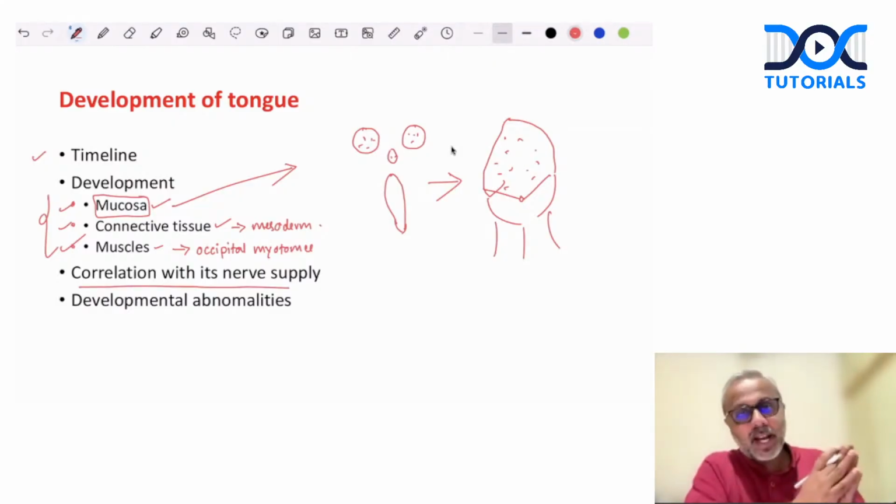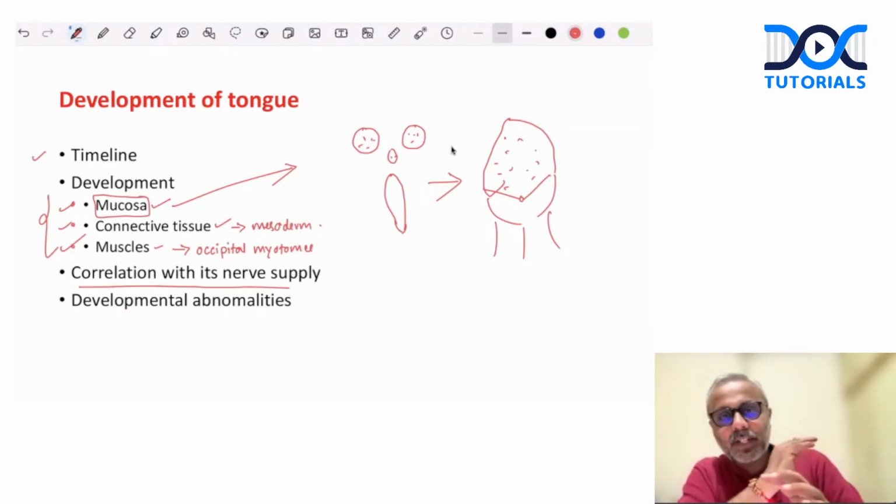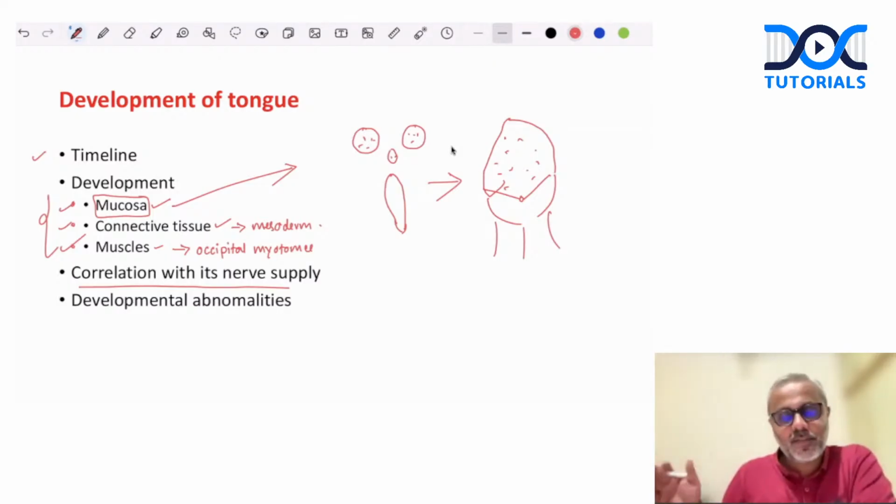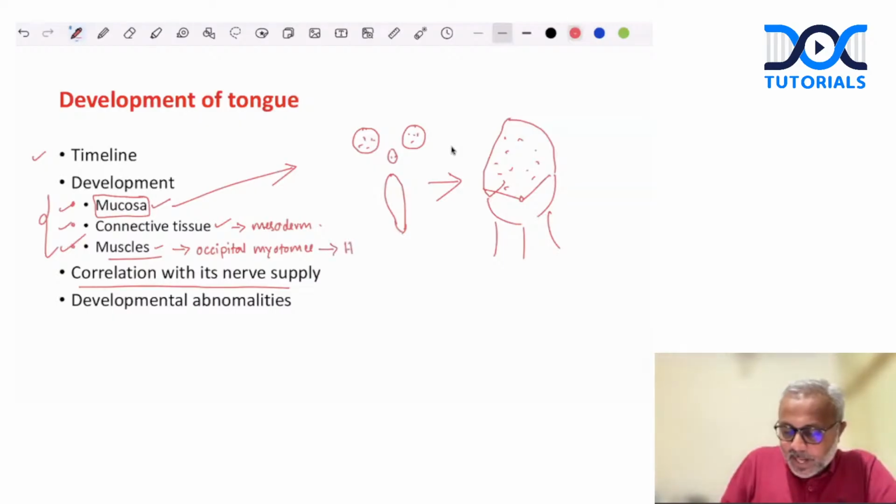This can come as describe the nerve supply of the tongue with its embryological correlation, or they can ask you about development of the tongue and ask you to correlate it with its nerve supply. Now, what is the correlation that they expect? Since muscles develop from occipital myotomes, this is innervated by hypoglossal nerve, right?